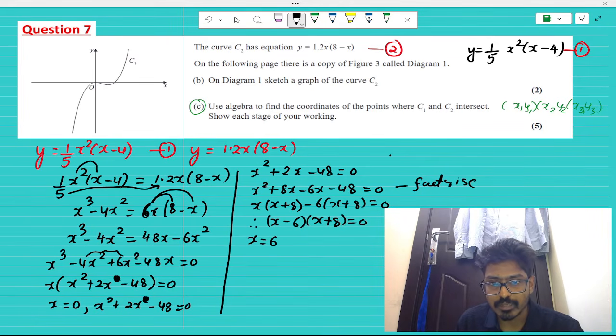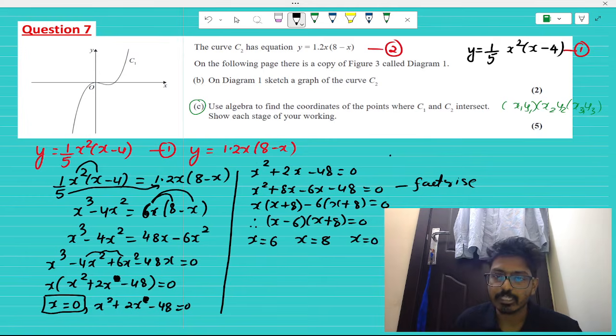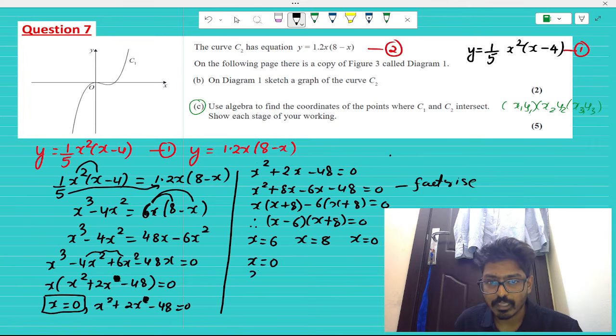So therefore x is equivalent to 6, x is equivalent to negative 8, and then we have already got one more x value, which is x equivalent to 0. Now it's very important. We need to get 3 coordinates, right? So 3 points where it will intersect. So when x is equivalent to 0, when x is equivalent to 6, and here x is equivalent to negative 8. Now we are going to substitute these values of x in our given equation. Either you can substitute here or here, any of the equations is fine.